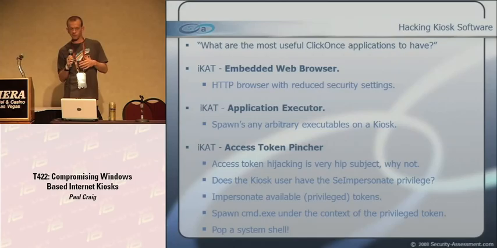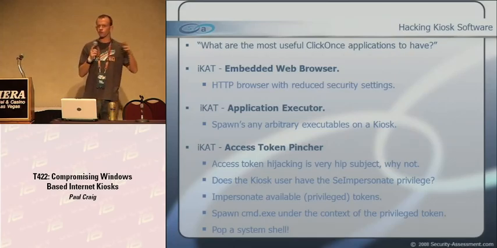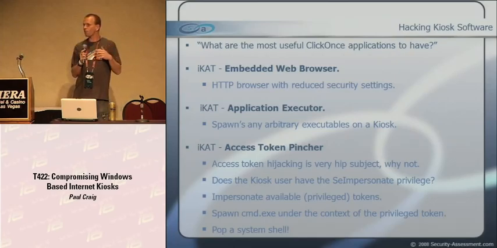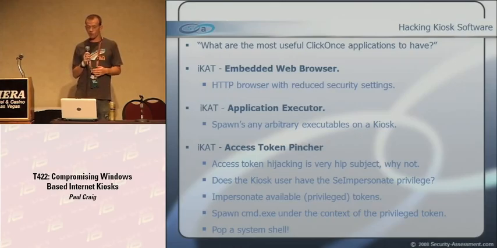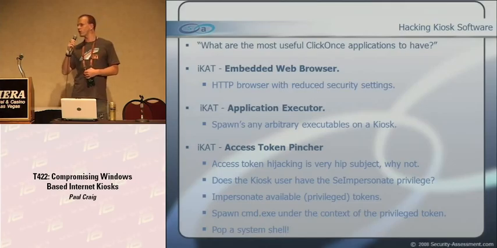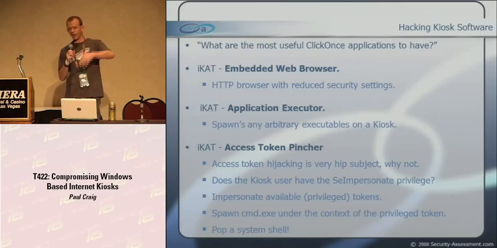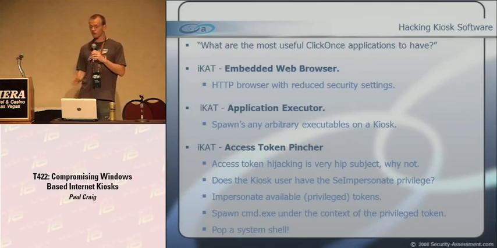So the iCat access token pincher will enumerate all of the system tokens that are available and then pop you a system shell, which is pretty good if you have the SeImpersonate privilege. It spawns cmd.exe into the context of the privileged token. This is loosely based on a script from Insomnia Security, Brett Moore. He released something called Insomnia Shell, an .aspx token impersonation shell popper. I adapted it, modified it, and rewrote it a bit into the iCat access token pincher. So props to Brett.